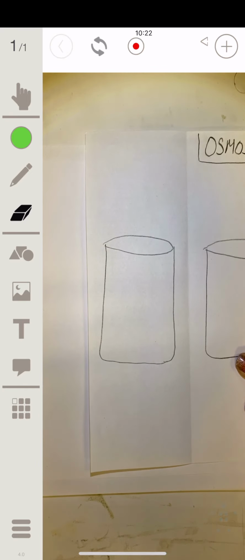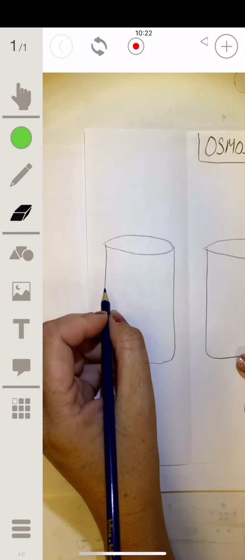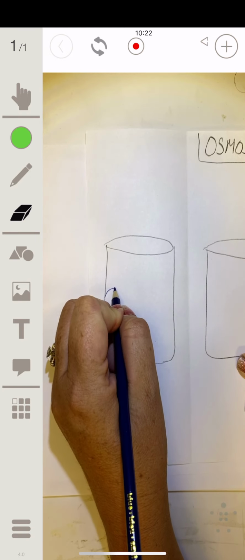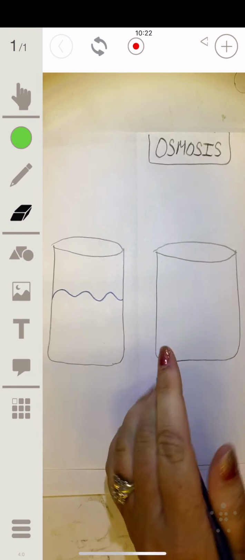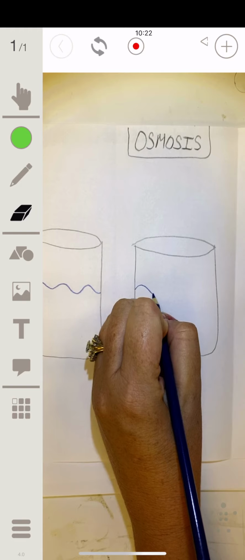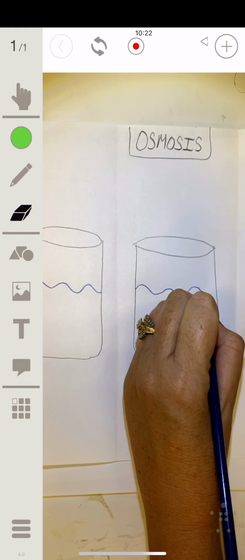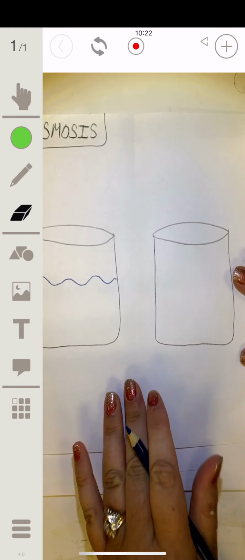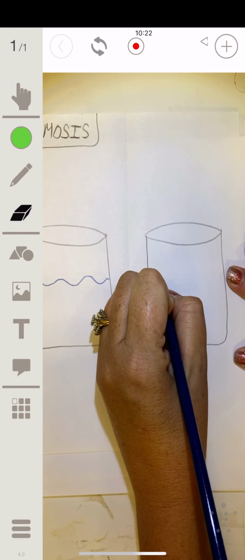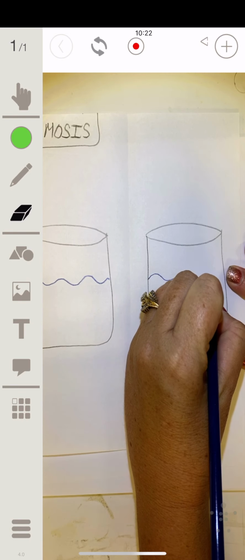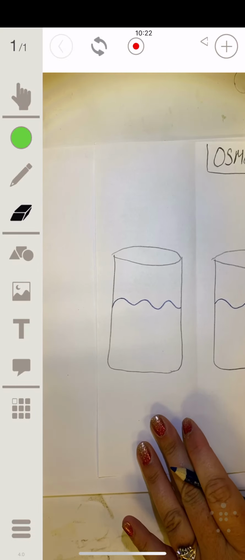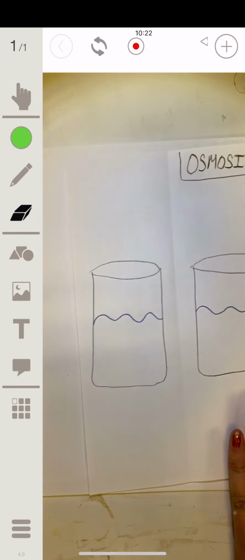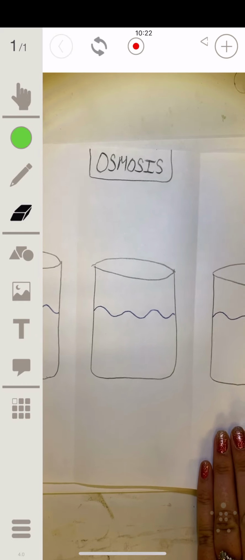Okay, we're going to change colors, and you might want to find a blue or a shade of blue, and we're going to put some water in these beakers, and we're just going to make it look like wavy water here. I'm not going to really shade it in. In each of our beakers here. And what we're representing here is we're going to represent a cell that is placed in different solutions.